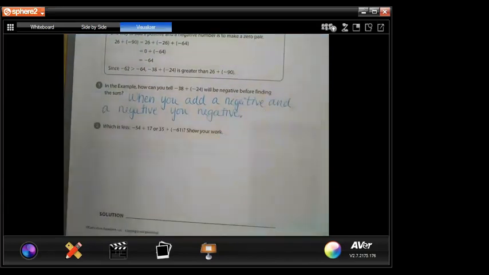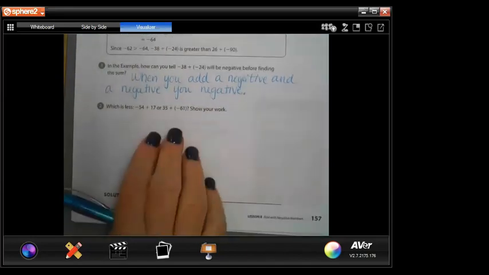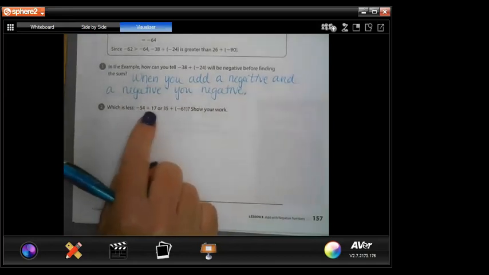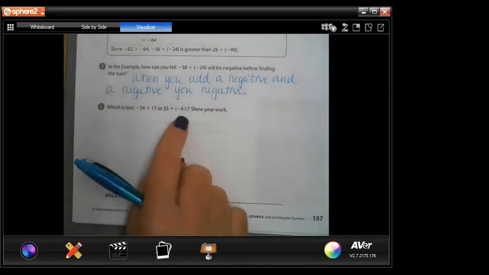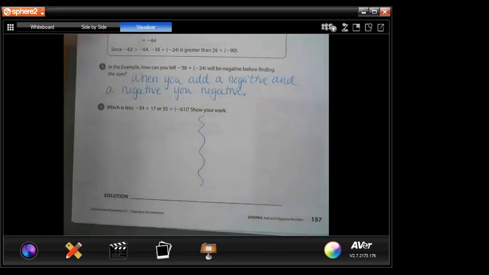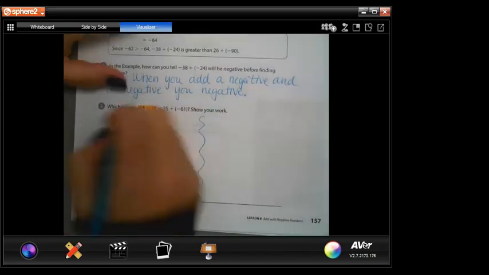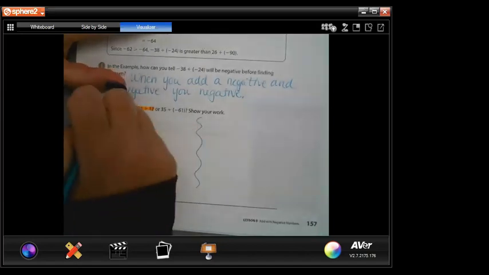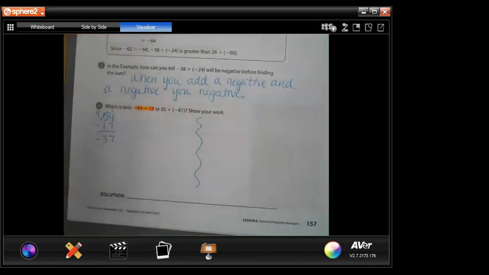Okay, all right, because when you add a negative into a negative, it is a negative. So now, if you take a look at this problem right here, which one is less? Negative 54 plus 17 or 35 plus negative 61? Well, one method that you could do to figure this out is just by adding them together. So when you add a positive and a negative, remember you're not adding, you are subtracting. So 54 minus 17 comes out to be 37. And since 54 is bigger, it's a negative 37.